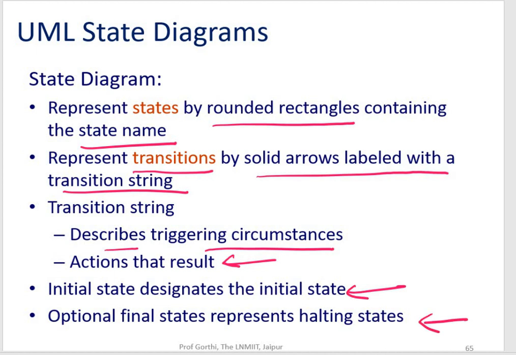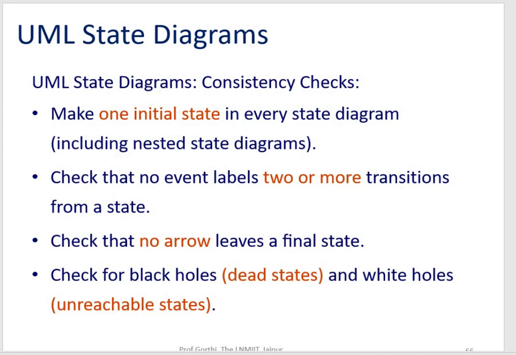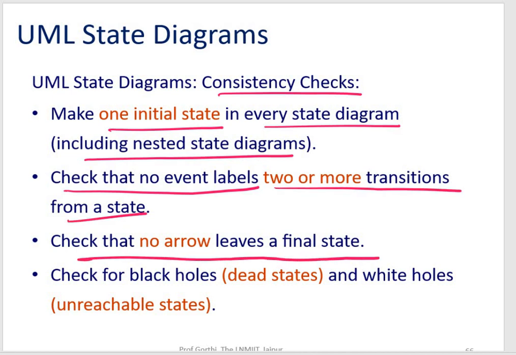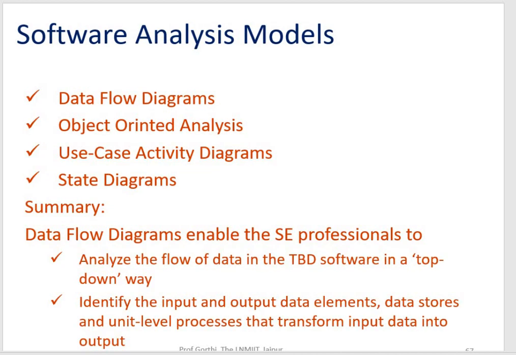Represent states by rounded rectangles containing the state name. Represent the transitions by solid arrows labeled with the transition string. The transition string describes the triggering circumstance, like a triggering event, and actions that result. The initial state designates the start, and the optional final state represents the halting state.